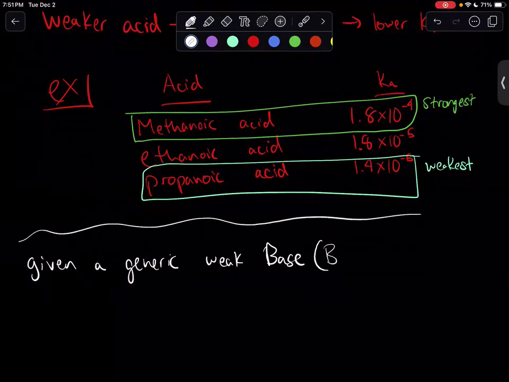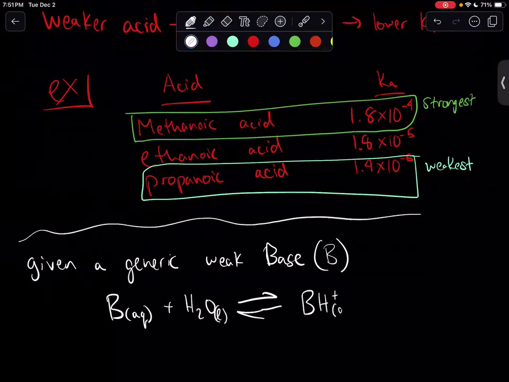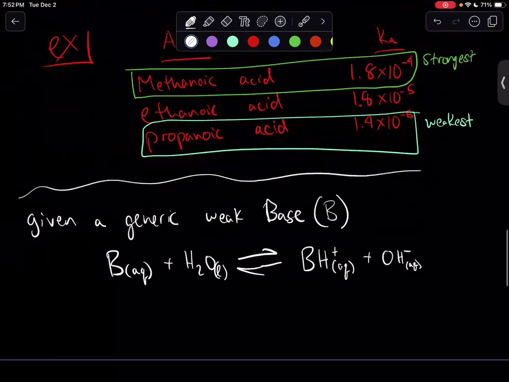So in this example, our weak base will be B. Our base, aqueous, can react with water to produce... Oops, that is the wrong arrow. We're talking about weak acids and bases. We'll use our equilibrium arrow to produce BH+ aqueous plus hydroxide aqueous.